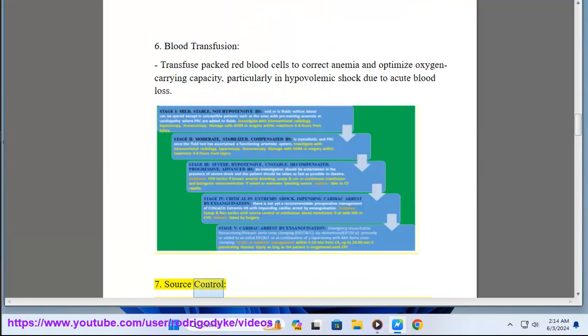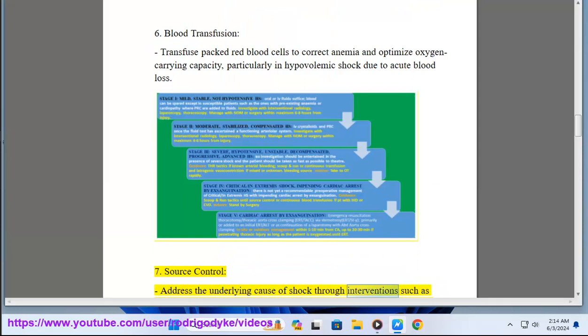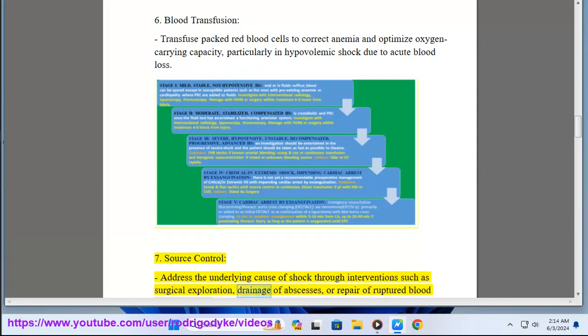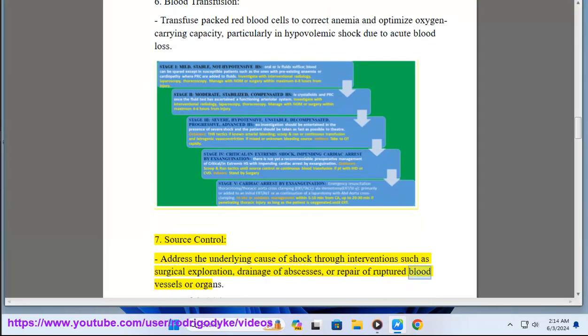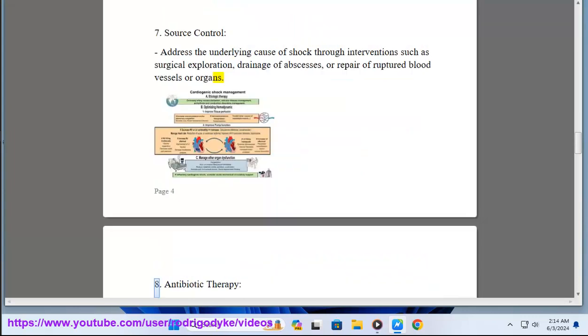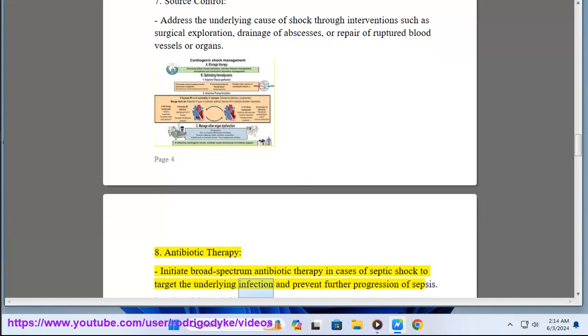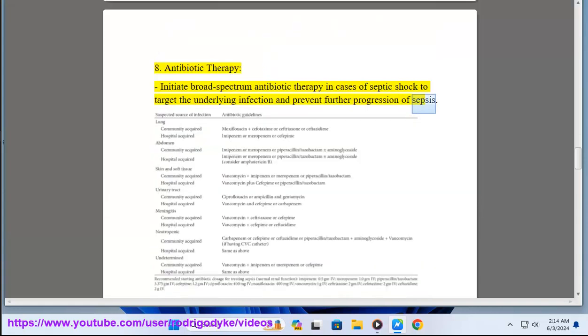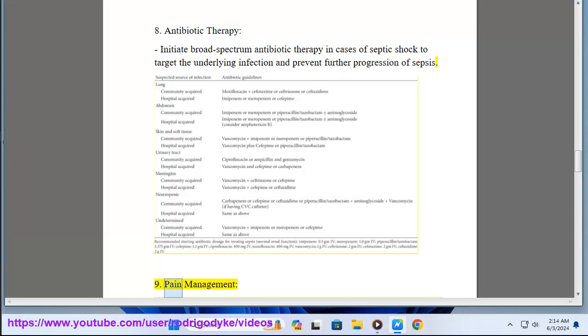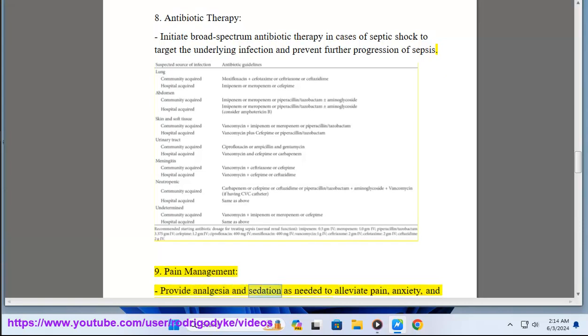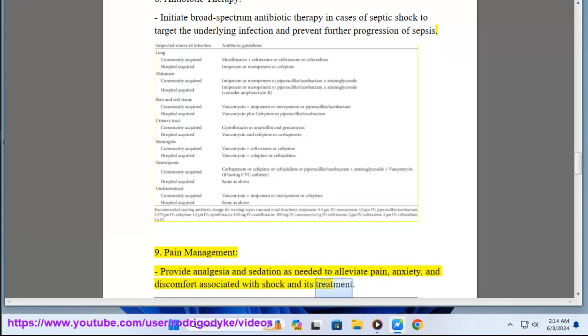7. Source control. Address the underlying cause of shock through interventions such as surgical exploration, drainage of abscesses, or repair of ruptured blood vessels or organs. 8. Antibiotic therapy. Initiate broad-spectrum antibiotic therapy in cases of septic shock to target the underlying infection and prevent further progression of sepsis. 9. Pain management. Provide analgesia and sedation as needed to alleviate pain, anxiety, and discomfort associated with shock and its treatment.